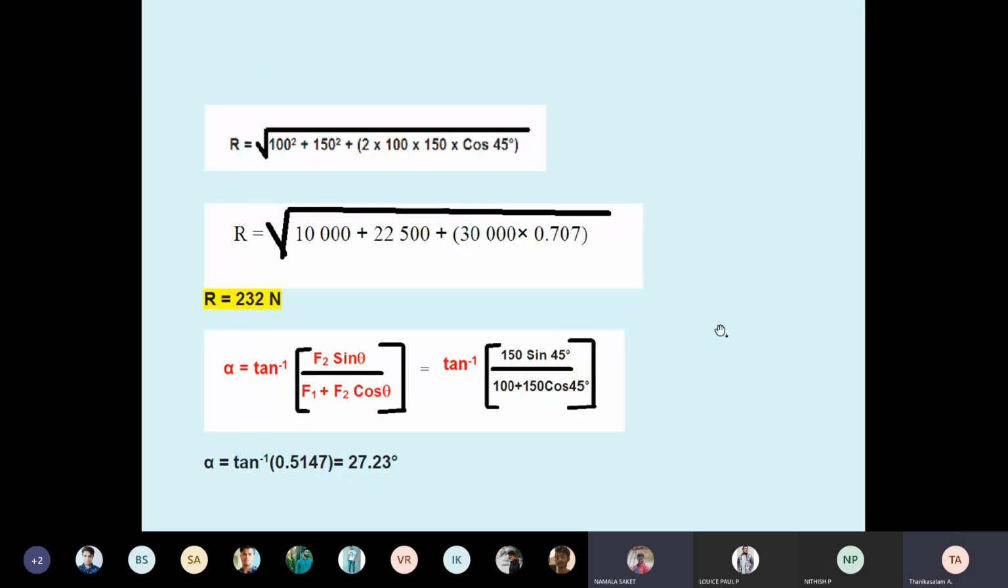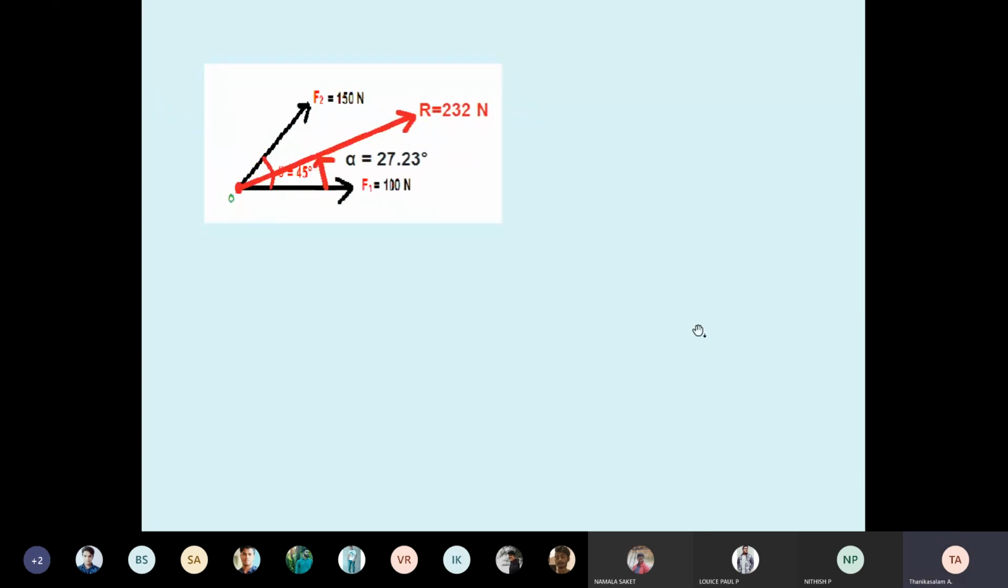Okay. Do all of you understand, Nitish? Did you get the answer? Yes, sir. See the final answer. Here is the question: F1 is given 100 Newton, F2 150 Newton, the angle theta 45 degrees. Now we found the resultant and the angle, 27.23. This is the final. I have also written the answer graphically.